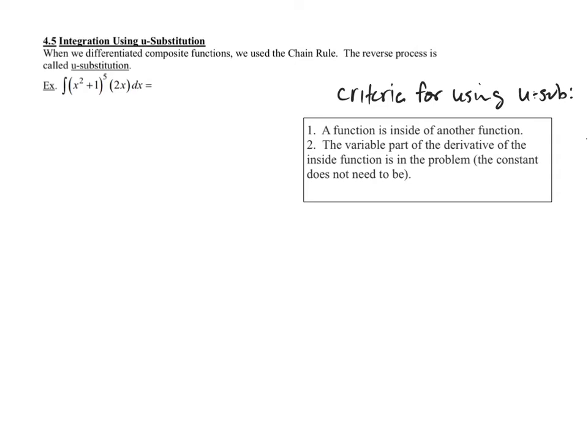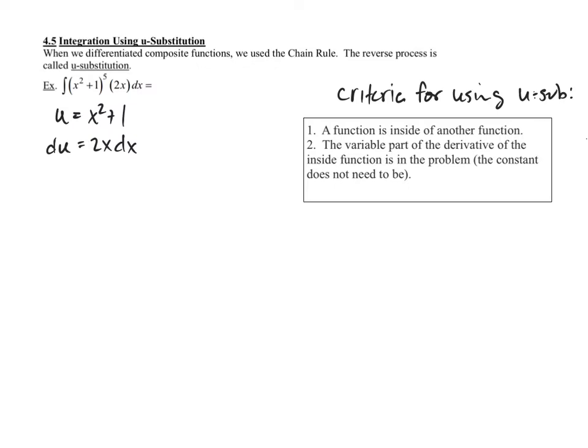So the first thing is a function inside of another function. And so if I look at the given problem in example 1, then my inside function I can see is x squared plus 1. And I'm going to call that my u because it's inside of the fifth power. When I calculate the derivative of that, I get 2x dx. Now the dx is important. You want to make sure that you write that because otherwise the problem will not make as much sense to you if you do not write the dx.